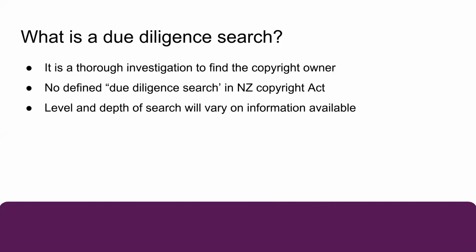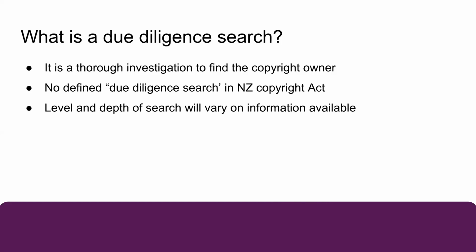So what is a due diligence search? It is a thorough investigation to find the copyright owner of a work, and it's called a reasonable inquiry in that one section in the Act. There's no set steps or definition of what constitutes a due diligence search within the Copyright Act either. And it's also important to note that a due diligence search is only as good as the information you have about the object, and this will vary on the information available to you.